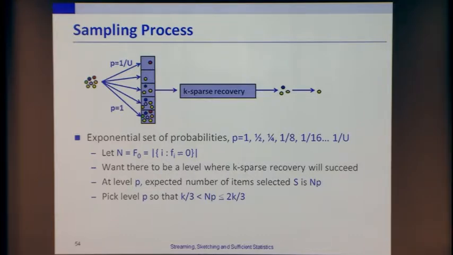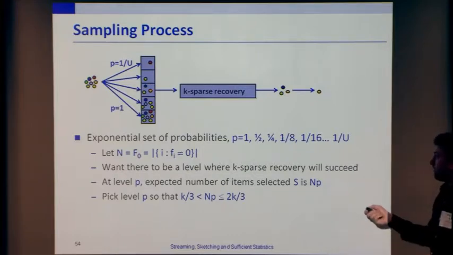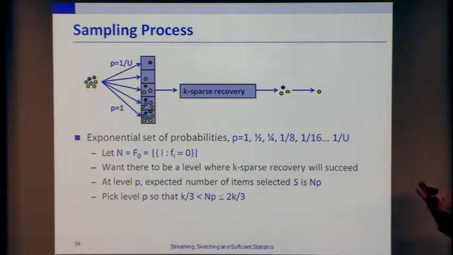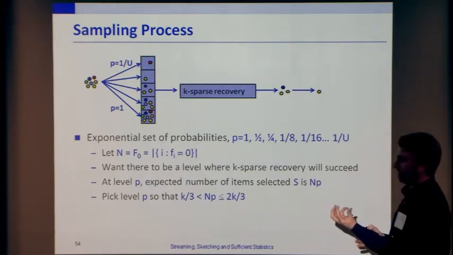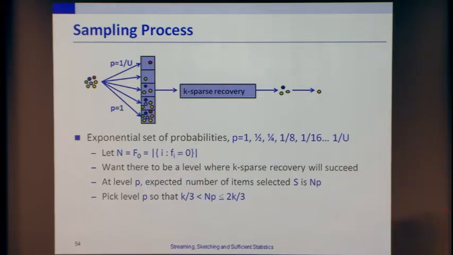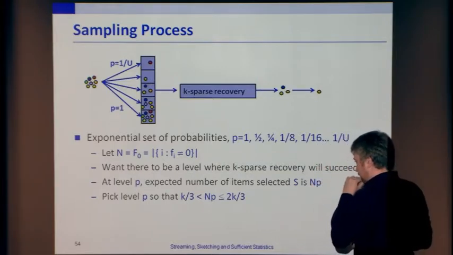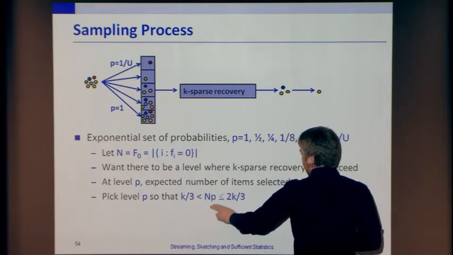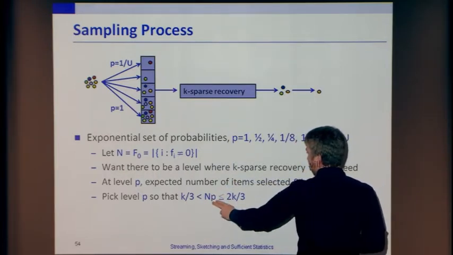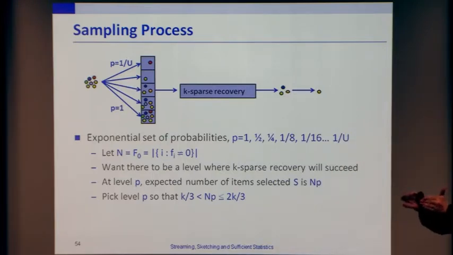So that turns into a relatively simple argument. Basically, because we're doing this geometrically, we're going to pick a k that's large enough so that probably we're going to find some level where we have a constant fraction of k items passing through, and that's the level that we're going to actually do this recovery at. So to say that more formally, we know just because of this doubling process, there's got to be some level where the number of items that pass this sampling filter is between, say, k over 3 and 2k over 3. So we're somewhere in the middle of this distribution.